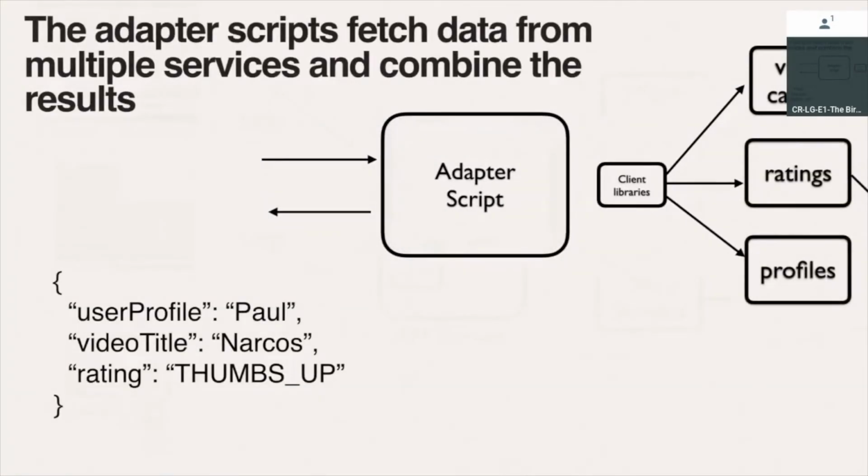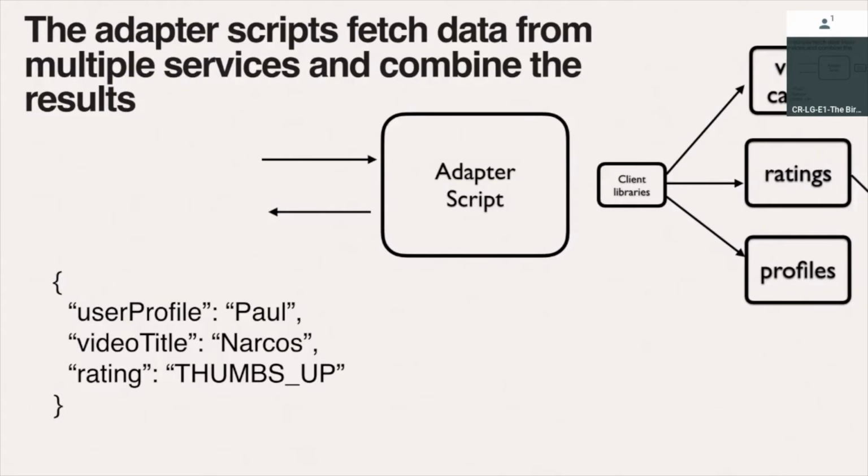So let's zoom in a little bit on what an adapter service actually is. Typically, let's say that our device needs some JSON data. It doesn't necessarily have to be JSON, but let's take that as an example. And let's say that we need something about a user profile, and we need some data about a specific video, and we want a thumbs up rating, or the thumbs rating. And to get this data, we actually need to talk to 3 different backend services.